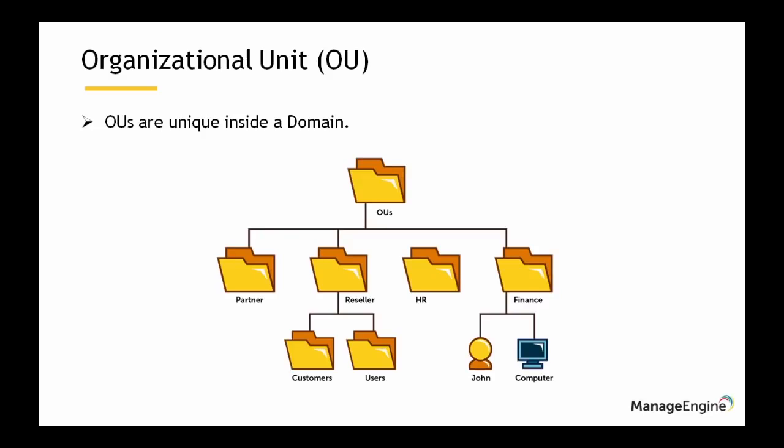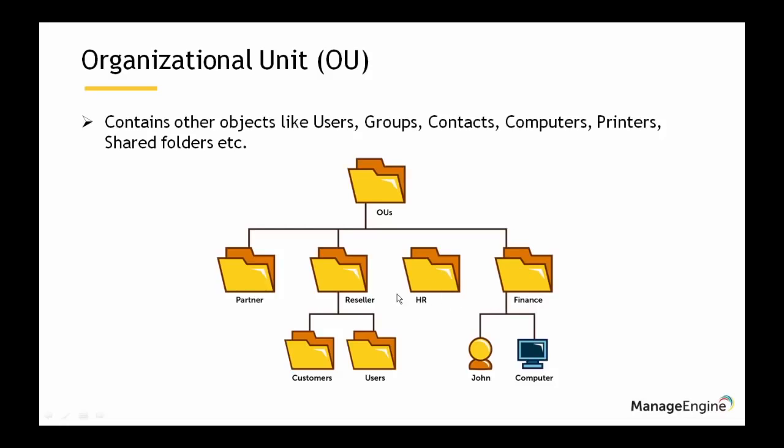OUs are unique inside a domain. So if you have an OU named HR within your Active Directory infrastructure, there cannot be another OU with the same name. So these are similar to container objects, right? They can contain other objects within them, like users, groups, contacts, computers, printers, shared folders, etc.